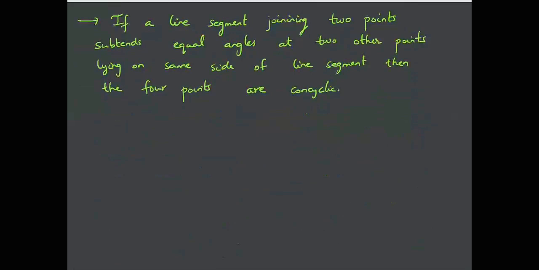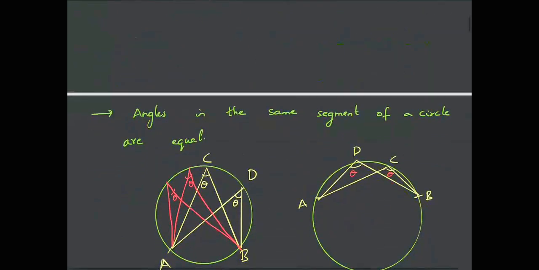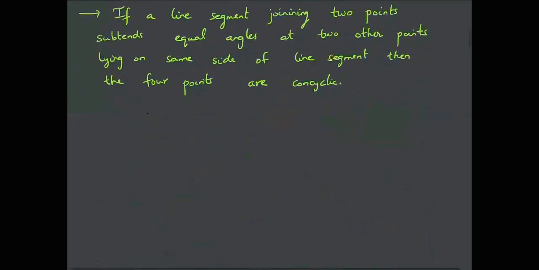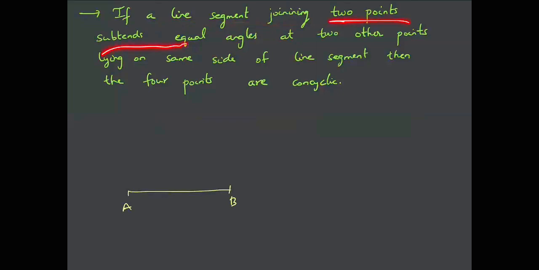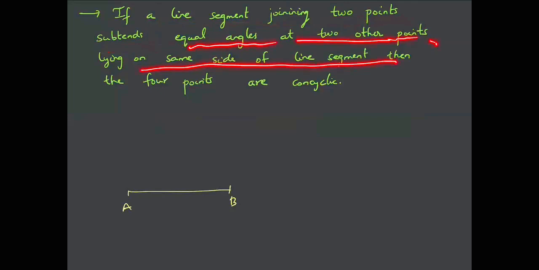Okay. Now let us study the converse of the above statement, right? What is the converse? First of all, the above statement is that angles in the same segment of a circle are equal. So now let us try to understand its converse. So let us consider a line segment, say AB, joining 2 points A and B. A line segment joining 2 points subtends equal angles at 2 other points lying on the same side of the line segment. Okay. So this line segment AB subtends equal angles at 2 other points.